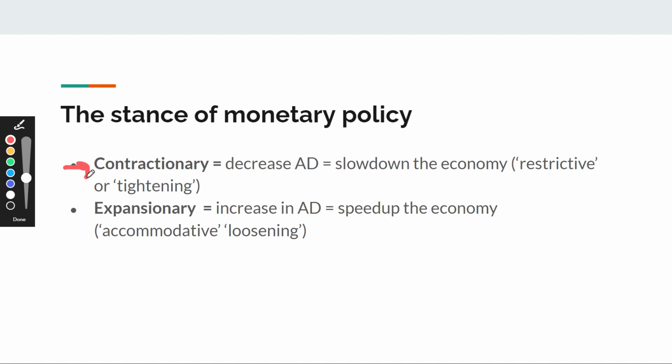So, of course, its intention is the same as when we looked at budgetary policy. They're either trying to contract the economy, which means to take a contractionary stance and decrease aggregate demand, or they're trying to expand the economy, which means to take an expansionary stance and increase aggregate demand.